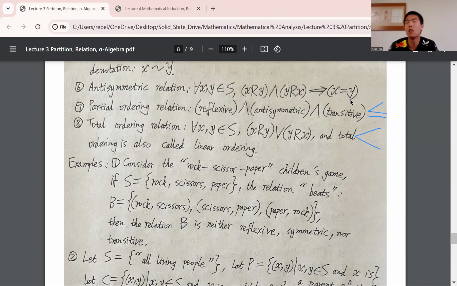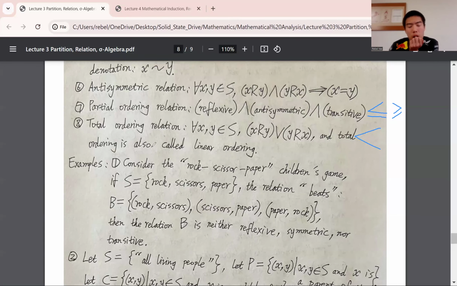Then transitive means that it transits from one to another. Smaller or equal to makes sense because if x is smaller or equal to y, and y is smaller or equal to z, then x is smaller or equal to z, and this is transitive. Is that reflexive? Yes, because for all real numbers, x is smaller or equal to x, because x is equal to x. So smaller or equal to, or larger or equal to, makes sense here.